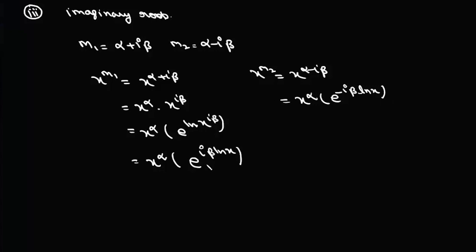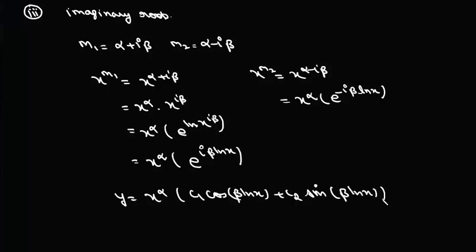Now this case is similar to what we have solved in the first lecture. Now rather than writing them as e to the power iota x and e to the power minus iota x, we'll take their linear combinations. So if we add them, we'll get cos, and if we subtract them, we'll get sine. So we can write its general solution as y equals x to the power alpha c1 cos beta log x plus c2 sine beta log x. So if the roots are imaginary, then we'll have this solution as y equals x to the power alpha c1 cos beta log x plus c2 sine beta log x.